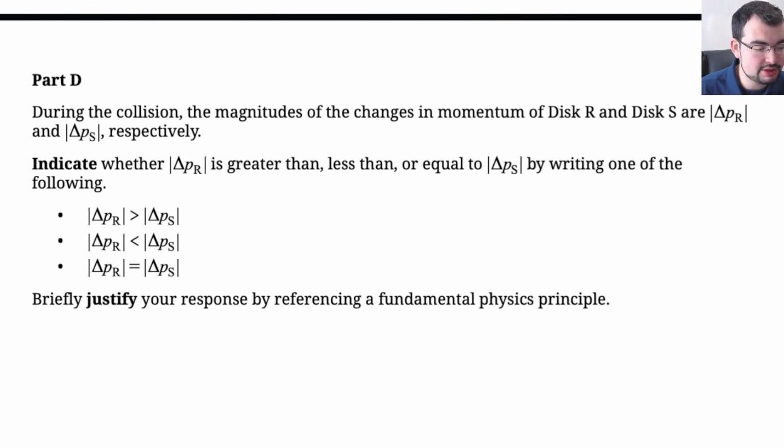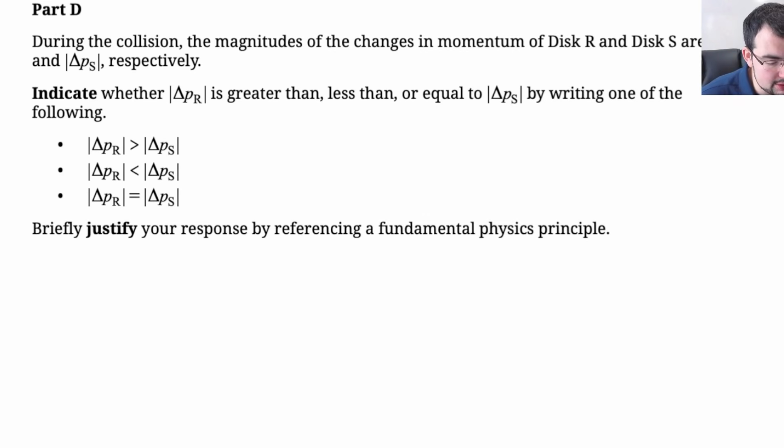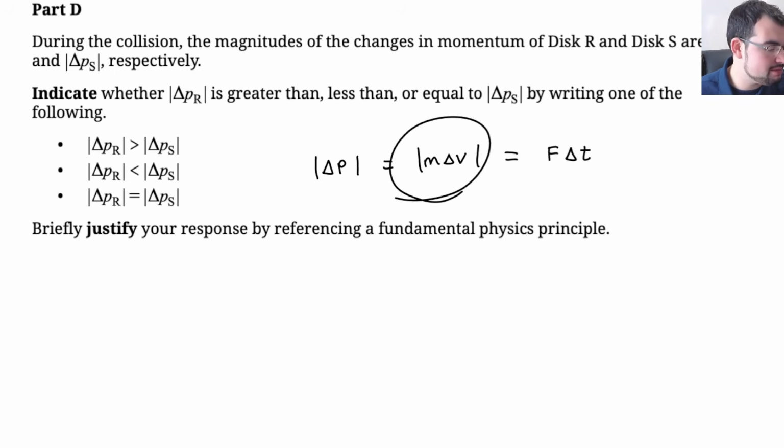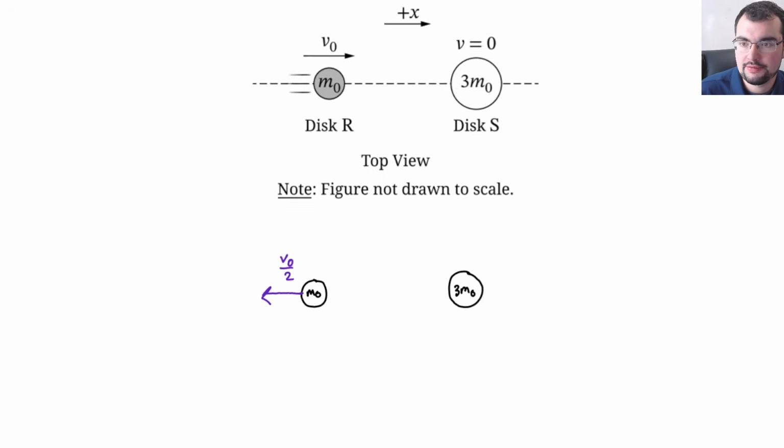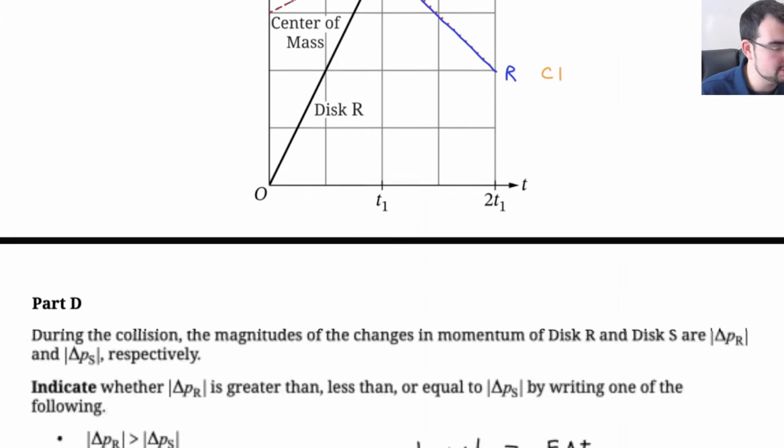All right. During the collision, the magnitudes of the momentums of each disk are delta PR and delta PS. Well, what is impulse? We have to reference a fundamental physics principle. So delta P is m delta V, or it's F delta T. Now, this does not seem like a very conceptual approach, but F delta T does. Because again, what's happening? We have two blocks colliding with each other. And if you're colliding with each other, we have equal and opposite forces.